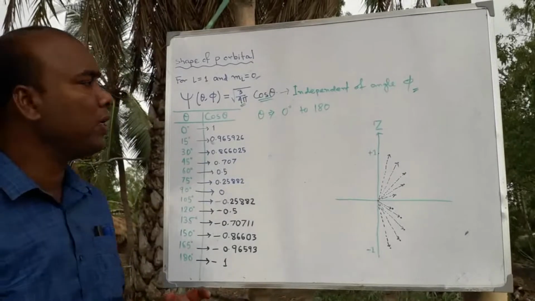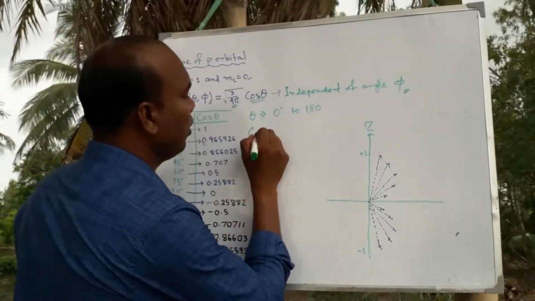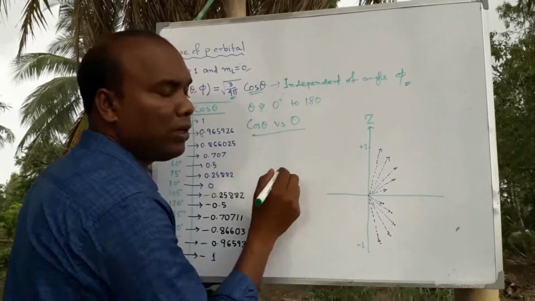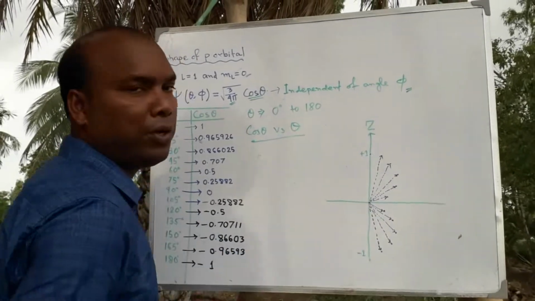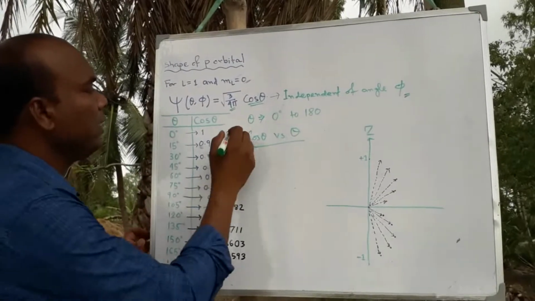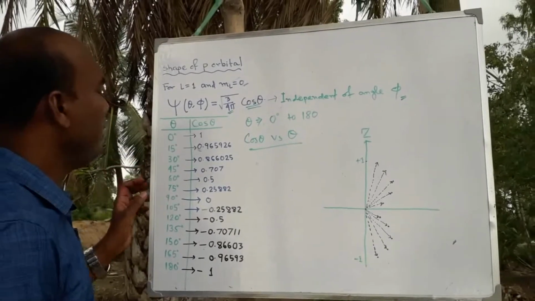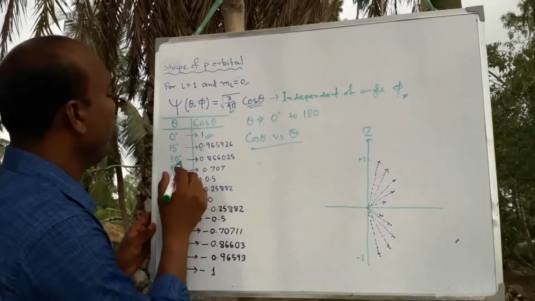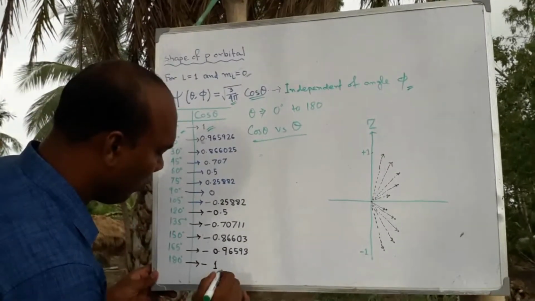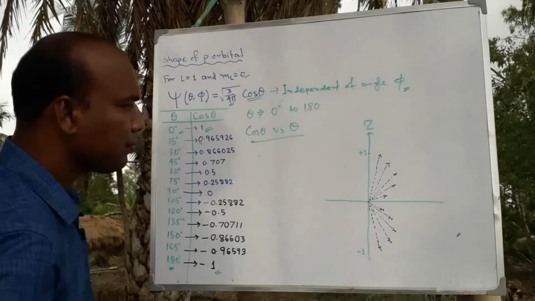Now, if you want to visualize the shape of this orbital, first you plot cos theta versus theta. This will give you the shape of p orbital. You see here, for different value of theta, these are the values of cos theta. The maximum value of cos theta is 1 when theta is 0, and the minimum value of cos theta is -1 when theta is 180 degree.